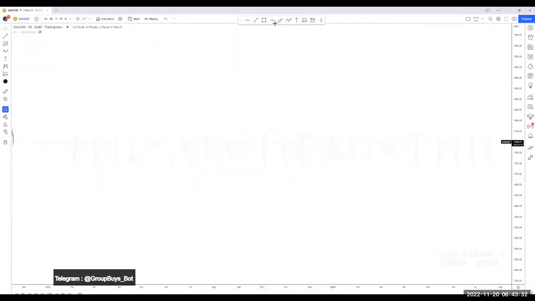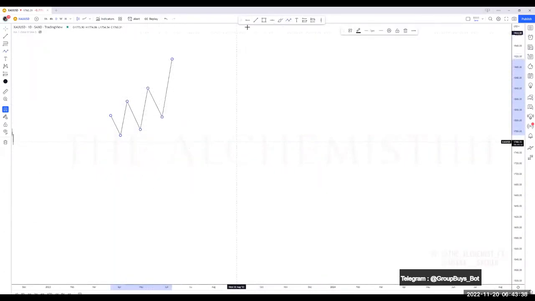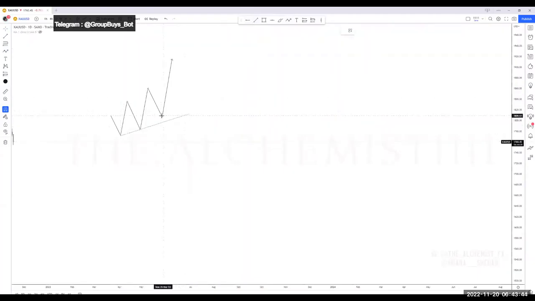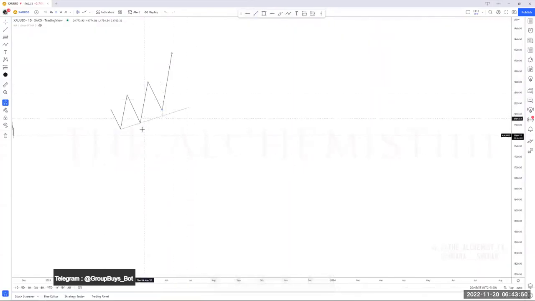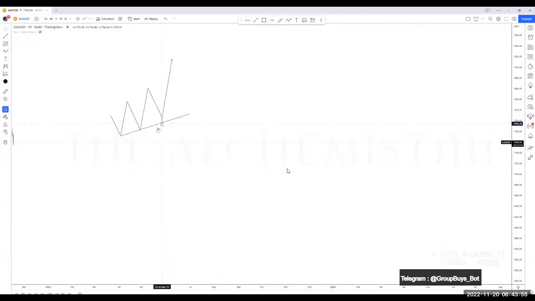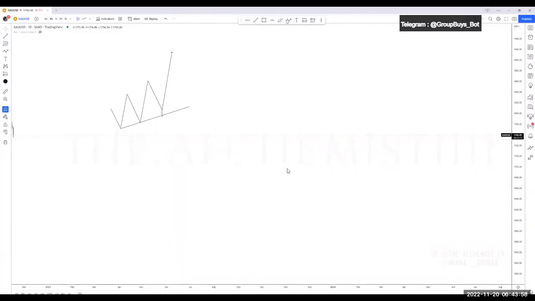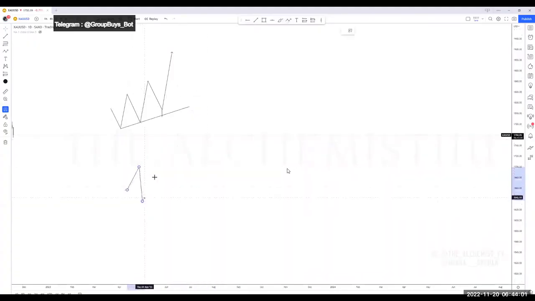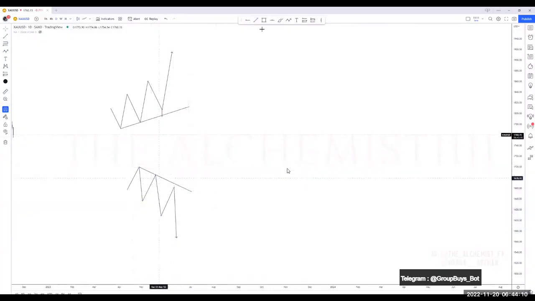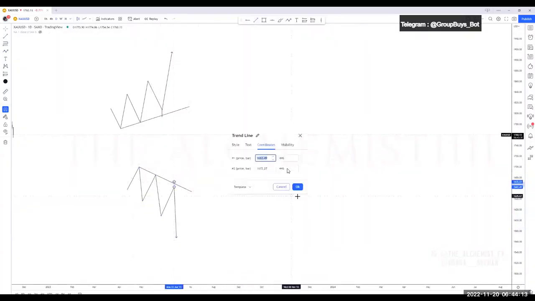Let's say this will be the first type of trend line, very easy, like this. First touch, second touch, and the third touch will be our entry point. We call this an outer trend line. And the same thing the other way, the opposite: this will be the second one. First touch, second touch, and the third touch will be our entry.